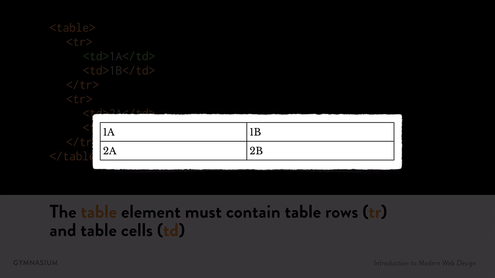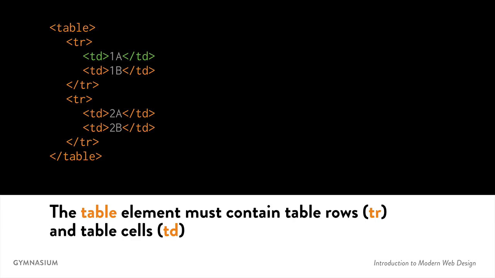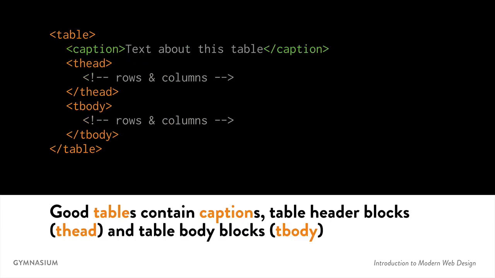Now, in order to make our tables more accessible to users, it's suggested that we provide a caption, which is text about the table, inside of a caption element. This should come immediately after the opening table tag and should contain text, but it can contain HTML as well. We can also divide up the table into sections like headers and body using the T-head and T-body elements to define the table head and the table body. Each of these can contain multiple rows and columns.